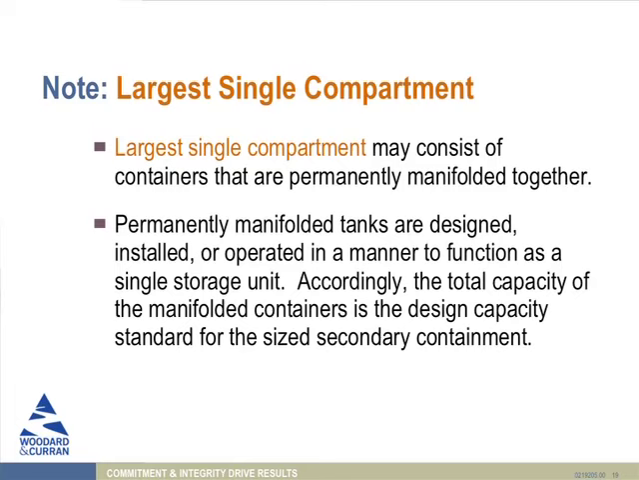The exception to this is if you have manifolded tanks. If you have two or more tanks that are connected by piping that essentially act as a single tank, because the flow from one just goes right into the others, then the secondary containment around them has to hold the capacity of all of the tanks, because there's a potential that if one breaks, if they're all connected, they're all going to release. Other than that, it's just the single largest container.